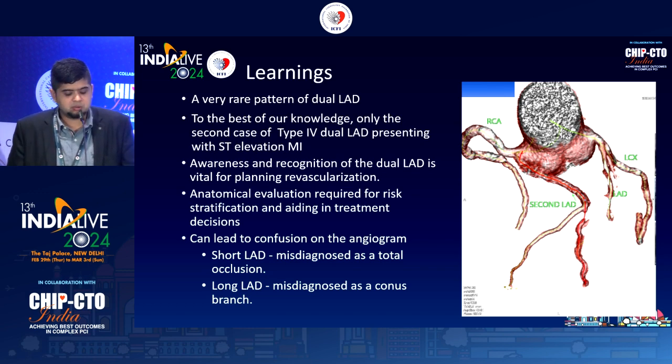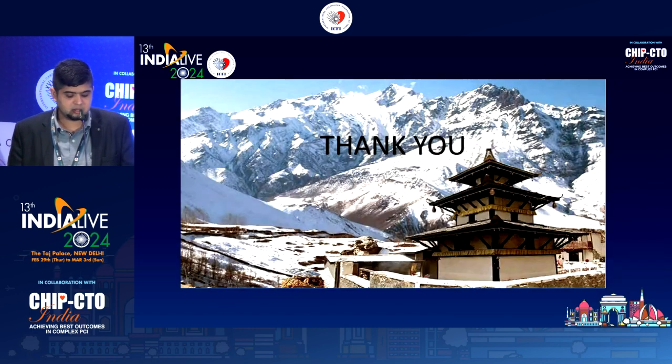A short LAD can be misdiagnosed as a total occlusion, and a long LAD can be misdiagnosed as a big conus branch. Usually in these kinds of anomalies, further anatomic evaluation, especially through CT scan, is required for risk stratification and aiding in treatment decisions. As in our case, although CABG was indicated, the patient declined, but still for risk stratification, further evaluation is usually required. Thank you.